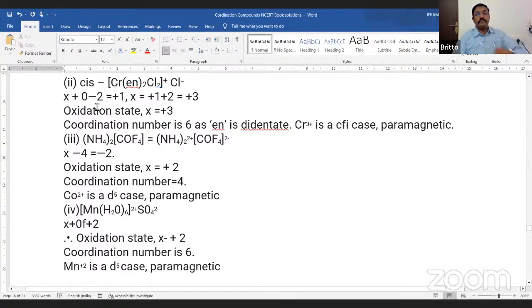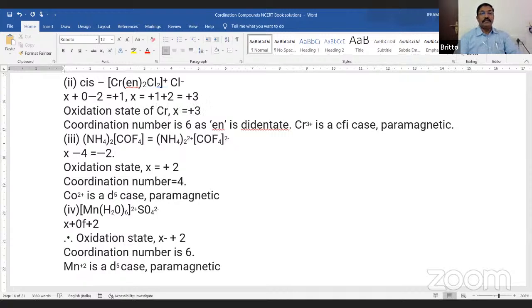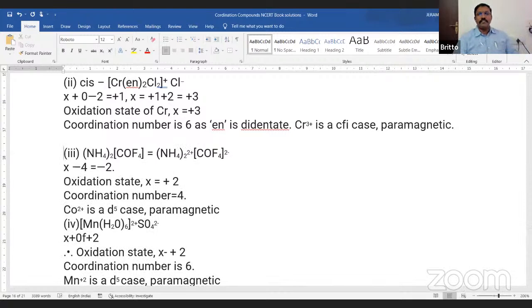So the oxidation state of chromium in this complex is plus 3, and the coordination number is 6, of course. Students, en is bidentate, so there are 2 bidentate ligands, meaning 2 into 2 is 4, plus 2 chloride ions. So total 6. The coordination number is 6.